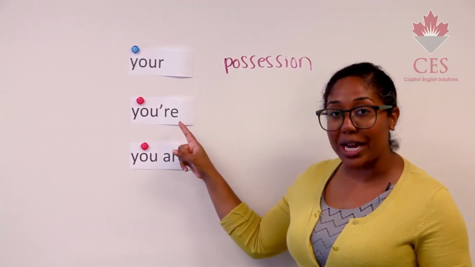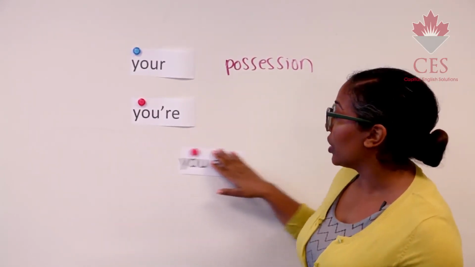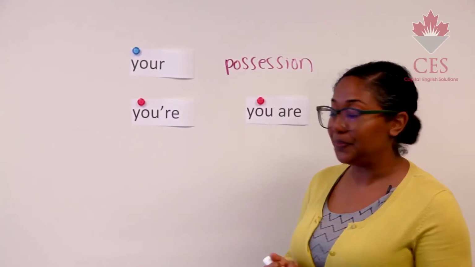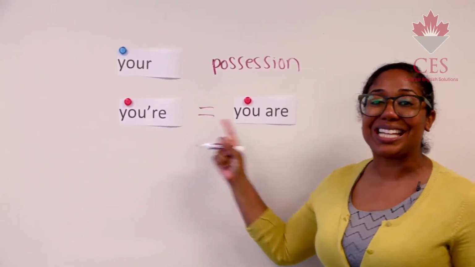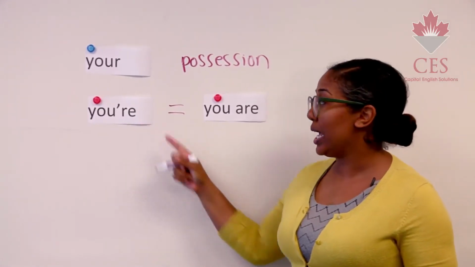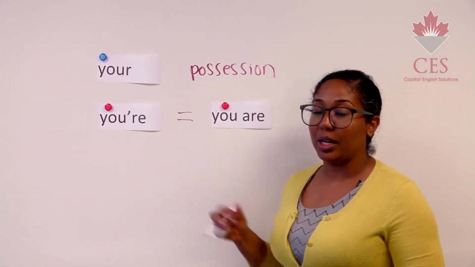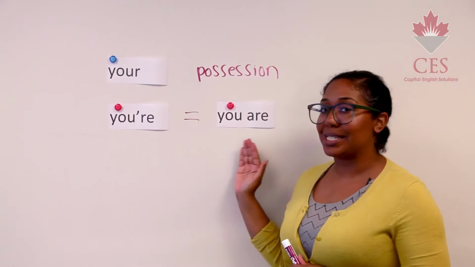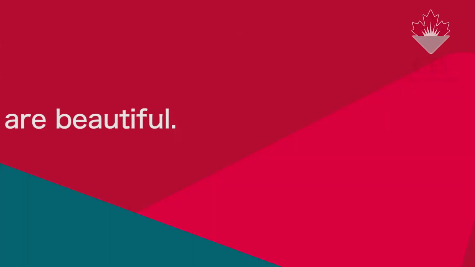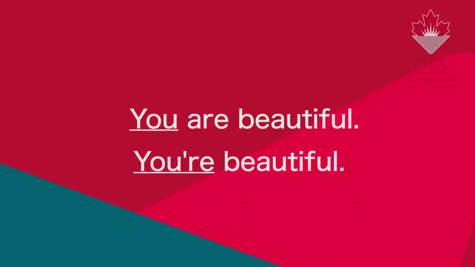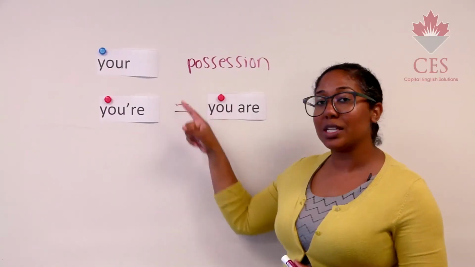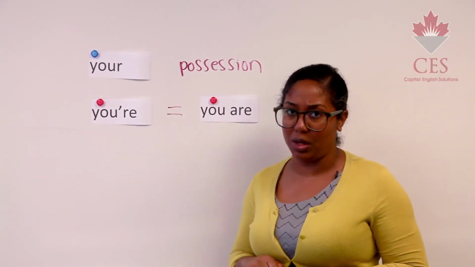You're is a contraction of the two words you are. So these two words mean the same thing, you're and you are. So if I wanted to make a sentence, I could say, you are beautiful. You're beautiful. When you're speaking, the difference in the pronunciation is very small.